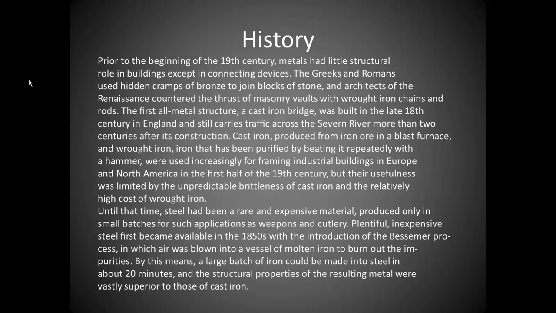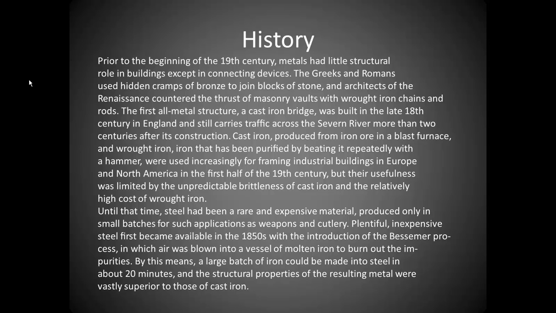Cast iron, produced from iron ore in a blast furnace, and wrought iron, that has been purified by beating it repeatedly with a hammer, were used increasingly for framing industrial buildings in Europe and North America in the first half of the 19th century. The usefulness was limited by the unpredictable brittleness of cast iron and the relatively high cost of wrought iron. If you had to hammer it, it's going to be very labor intensive, and really the manufacturing process didn't come around to the point where it was economical to use this type of material.